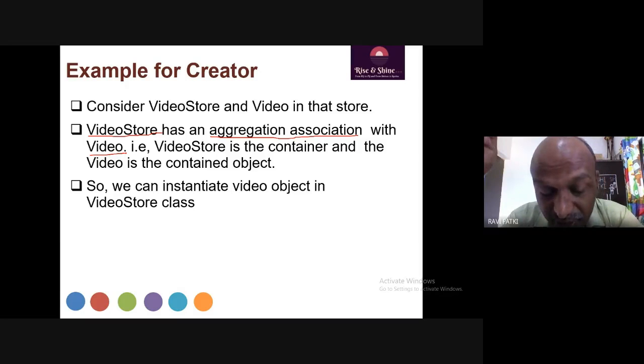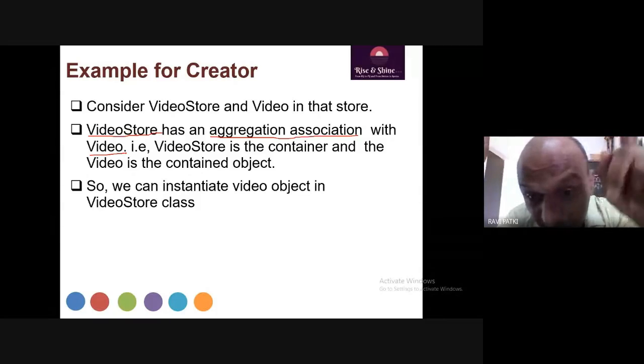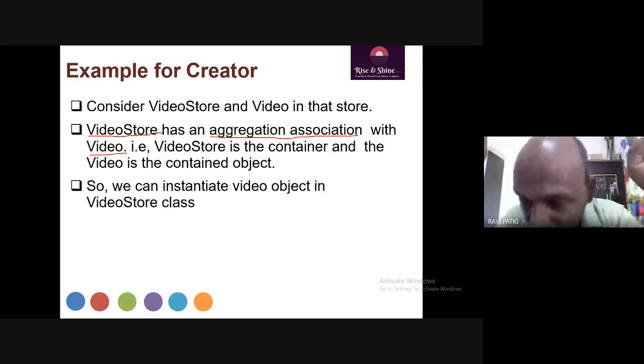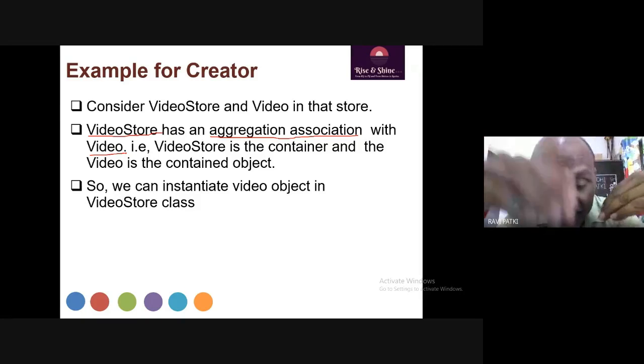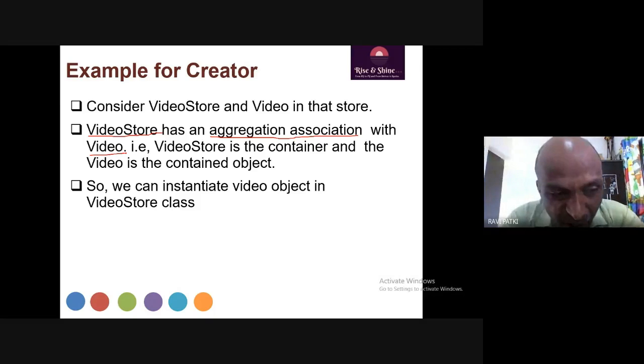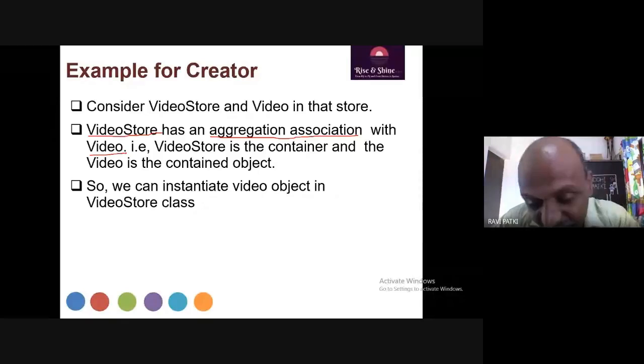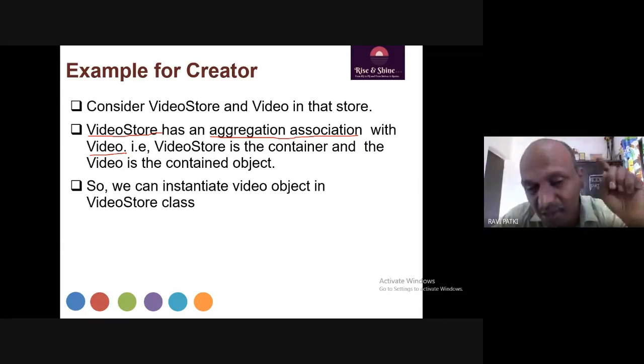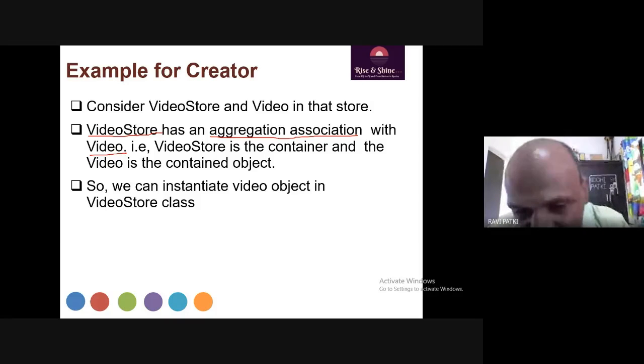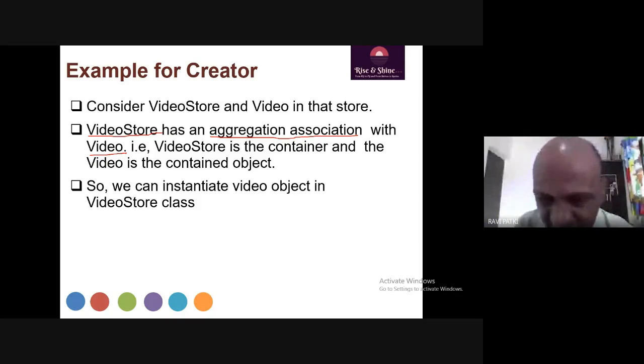So we can instantiate a video object in the video store class. That is, when we are executing the constructor of the video store class, there must be a call to the video object constructor. You should nest the constructor of video inside the video store constructor, like in our car and engine example. You should include the call to the engine constructor in the constructor of the car class. Then the engine object is constructed.